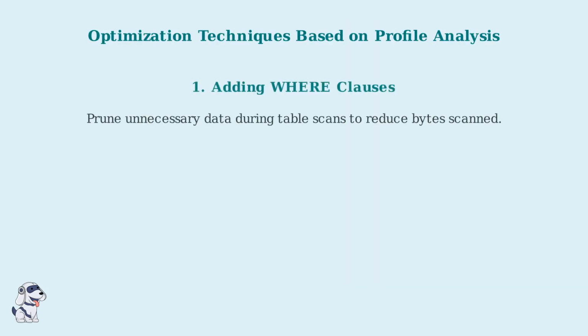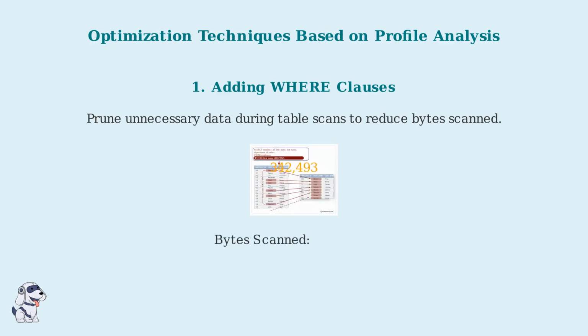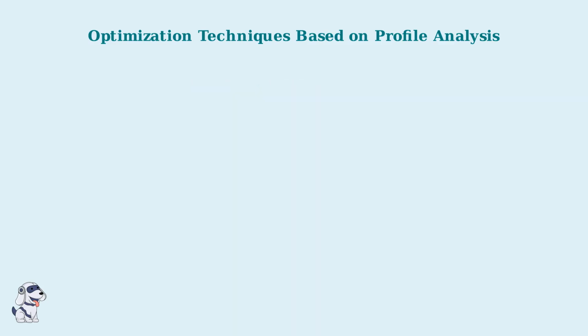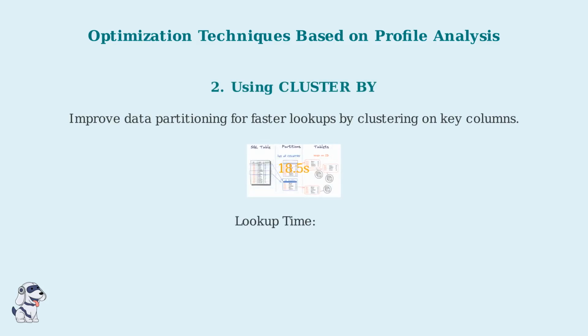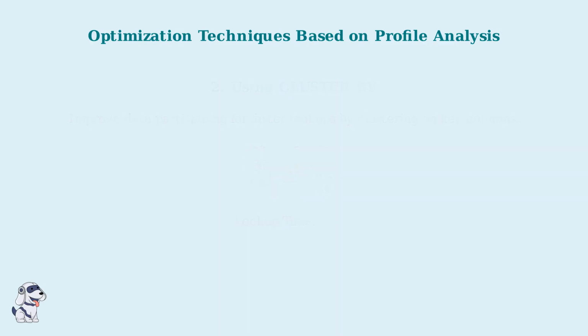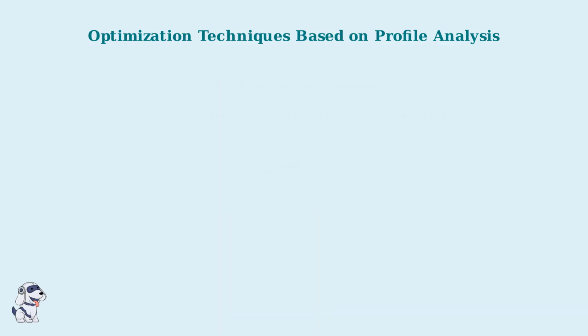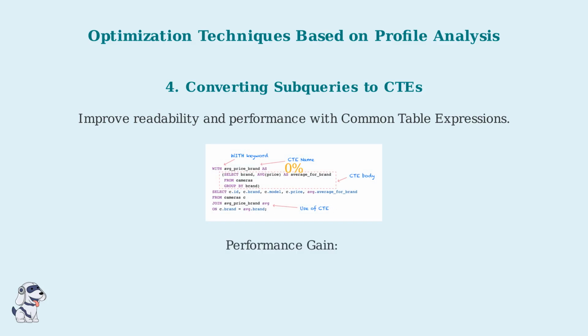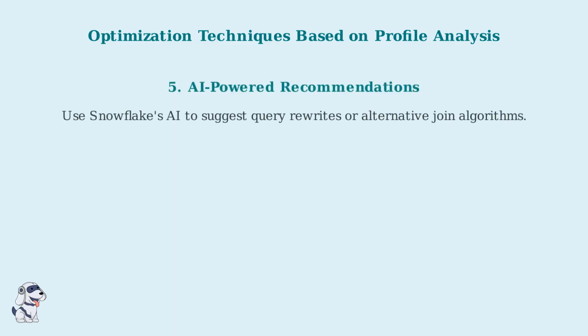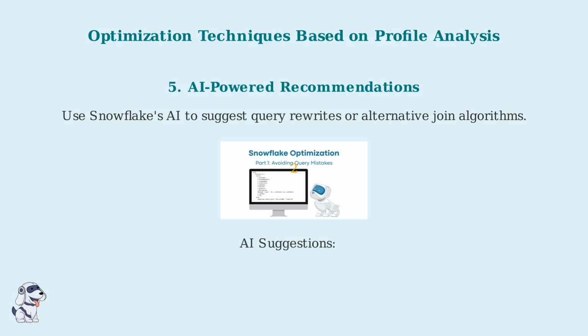Once bottlenecks are identified in the query profile, apply optimization techniques. Start with adding where clauses to prune unnecessary data during table scans, reducing the bytes scanned and improving efficiency. Use cluster by to improve data partitioning, organizing data on key columns for faster lookups and reduced scan times. Implement materialized views to cache results of frequently executed queries, significantly speeding up repeated access. Convert subqueries to common table expressions for better readability and performance improvements in complex queries. Leverage Snowflake's AI-powered recommendations for automatic suggestions on query rewrites and alternative join algorithms.